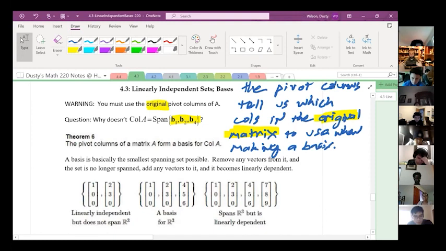So a basis is like the Goldilocks set of vectors. It's big enough to span, but not too big to be linearly independent. It's just right.